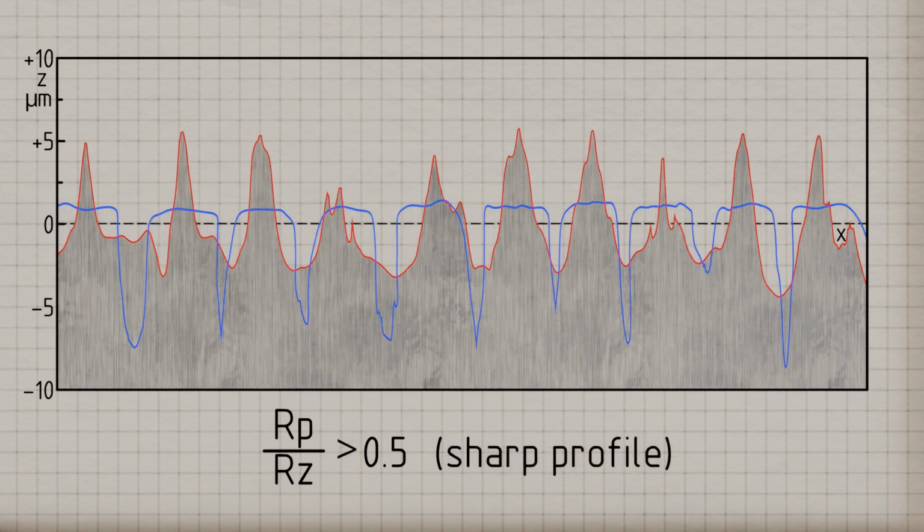The red profile, on the other hand, exhibits a relatively high mean peak height in relation to the total profile height, resulting in a rather sharp surface profile. If the ratio of RP to RZ is large, relatively narrow and less load-bearing material sections are located above the profile mean line, while wider but shallower grooves lie below it. Such a roughness profile is not very load-bearing but has a relatively high coefficient of friction.